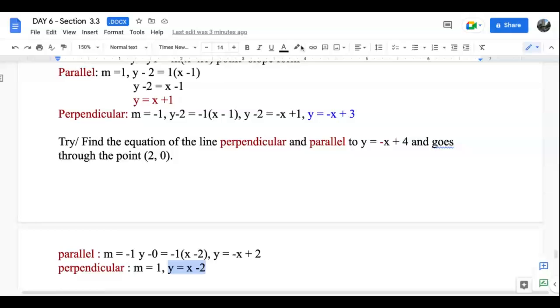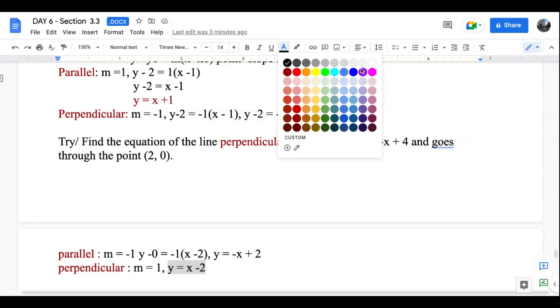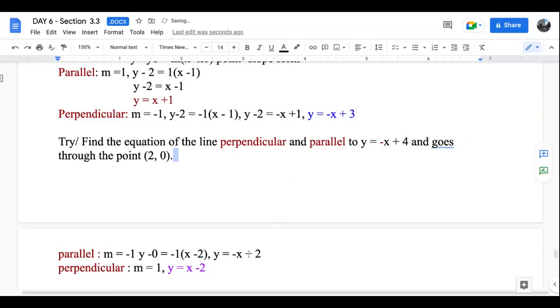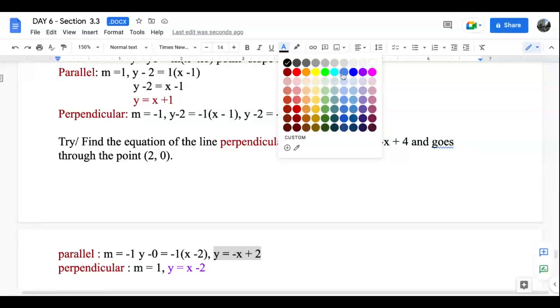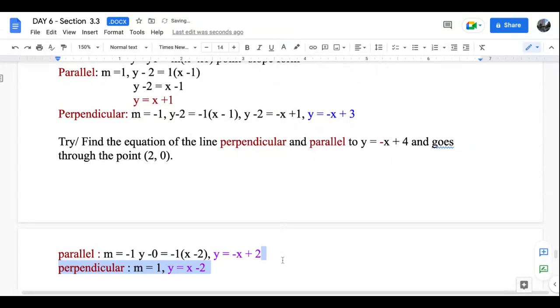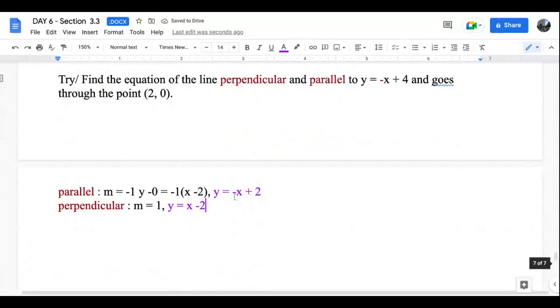So we see this one and this one also perpendicular to each other. These two lines, the slope here is negative 1, slope here is 1. 1 times negative 1 is negative 1.